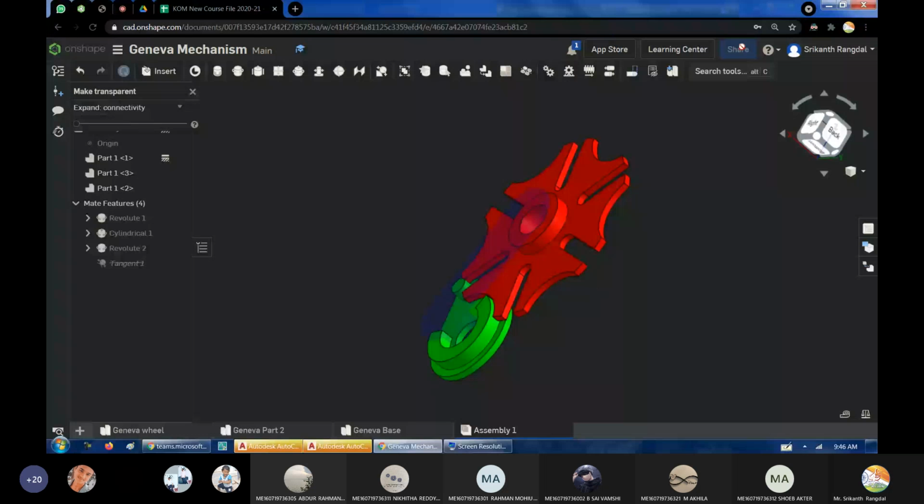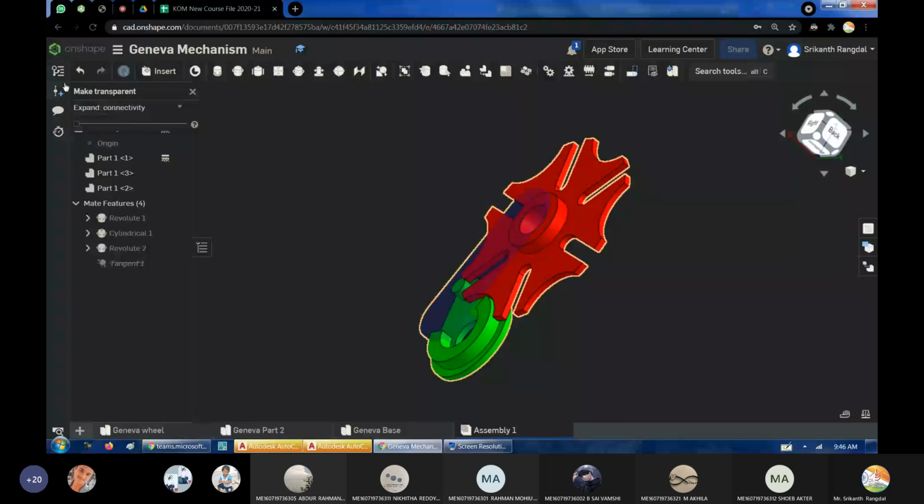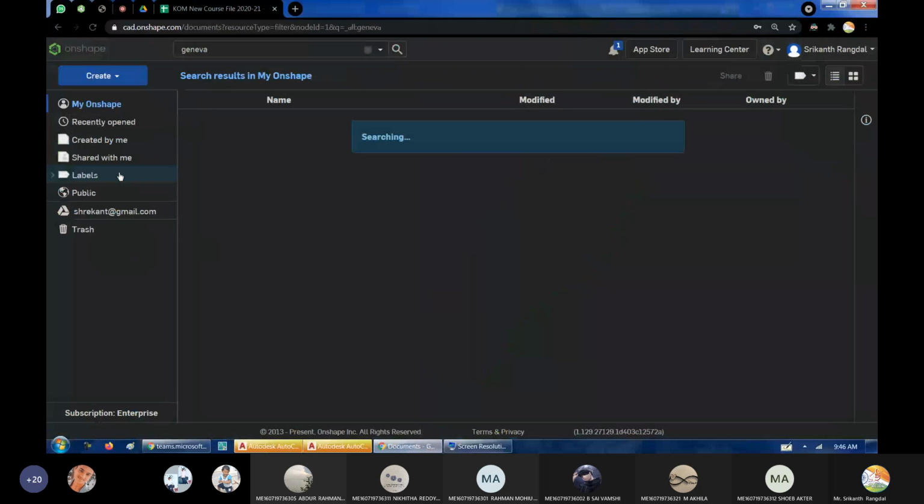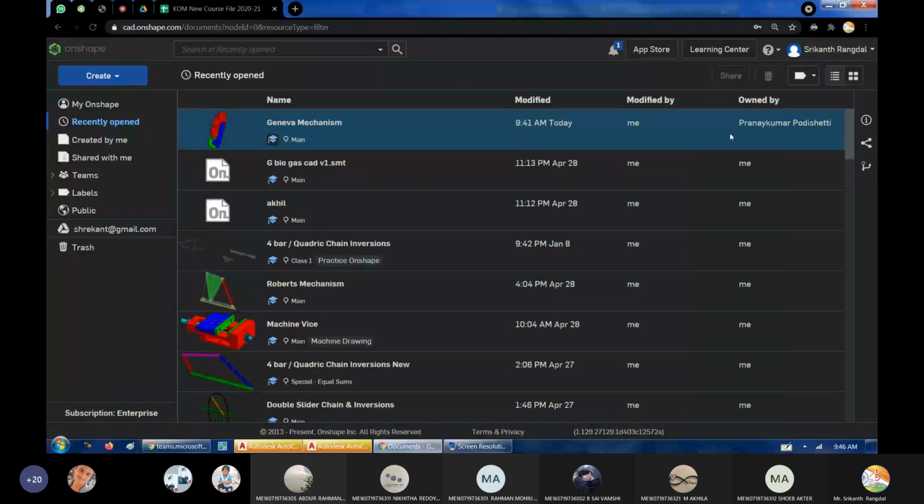Okay, this was done by a student. I just wanted to show you his name, but I don't know why the sharing option is not coming up. Let us see if it appears in the recently opened files. Yeah, you can see his name is Pranay Kumar Podishetty. So he was the student.